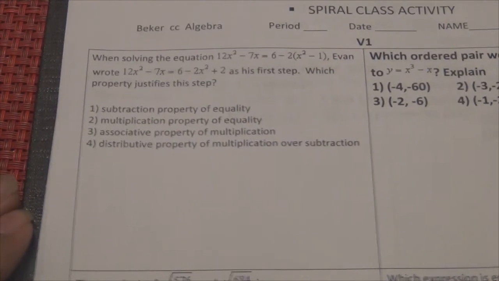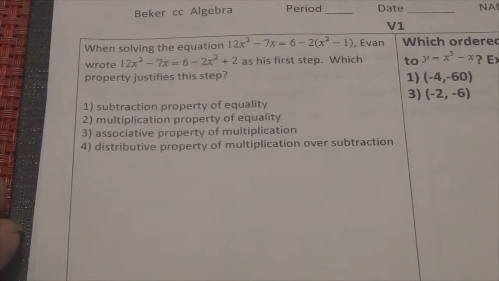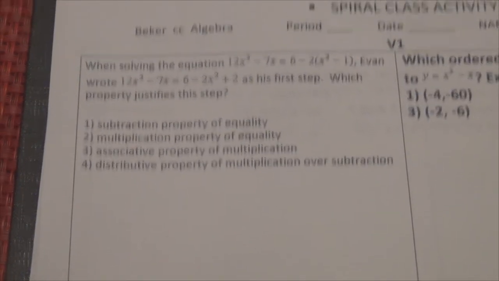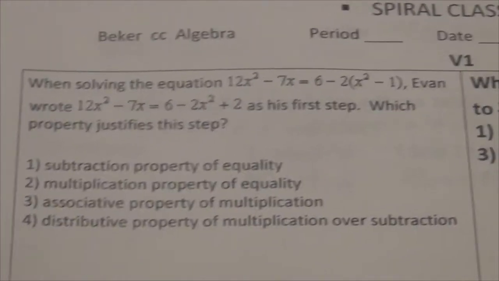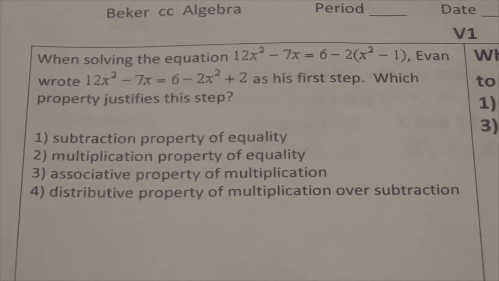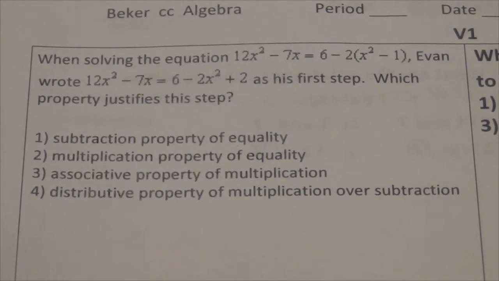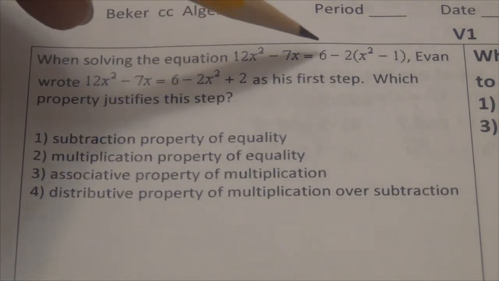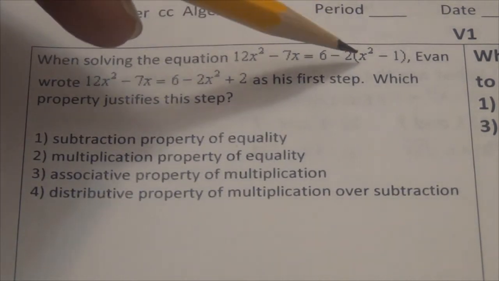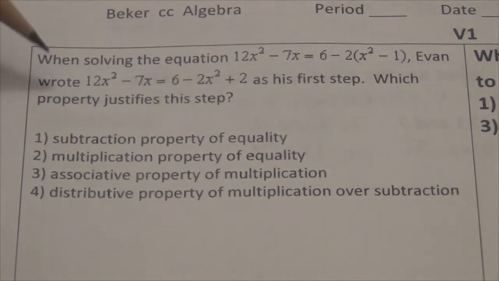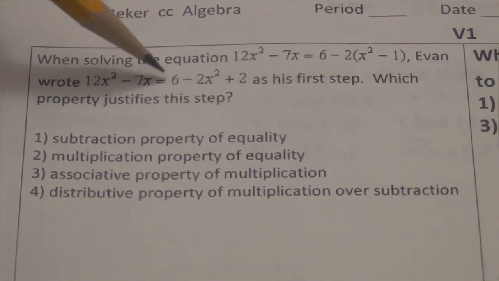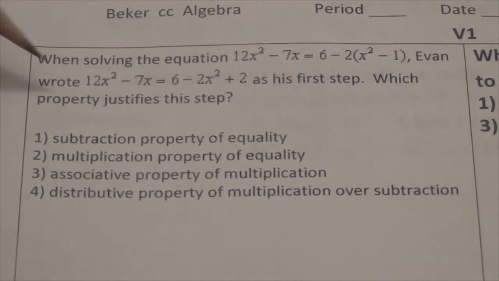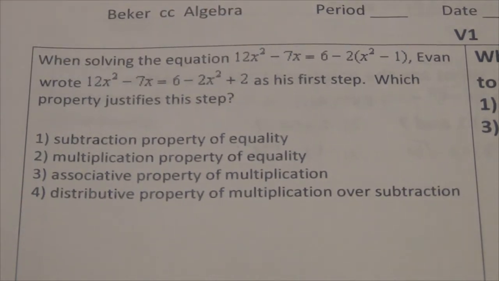So let's start with this. It says the following. All right, here we go. When solving the equation 12x squared minus 7x equals 6 minus 2 times x squared minus 1, Evan wrote 12x squared minus 7x equals 6 minus 2x squared plus 2 as his first step. Which property justifies this step?